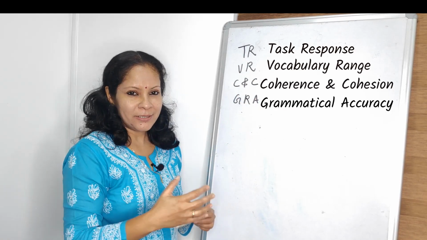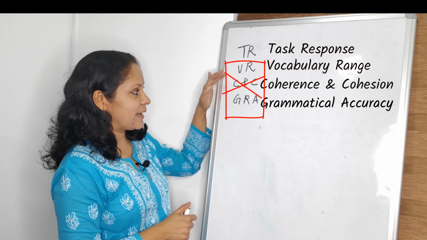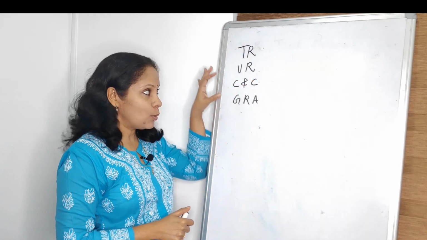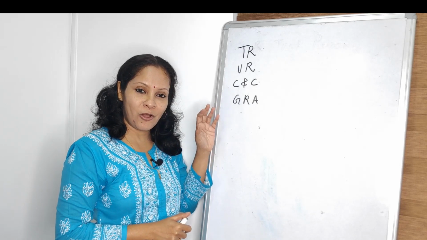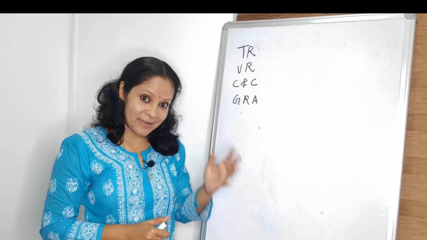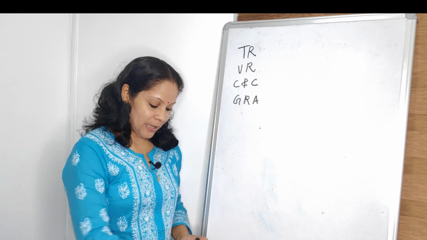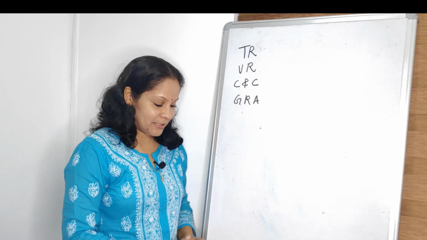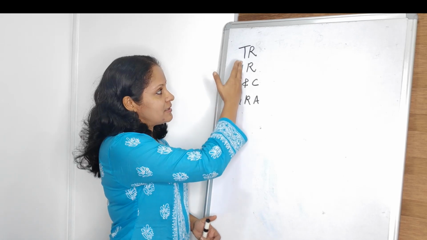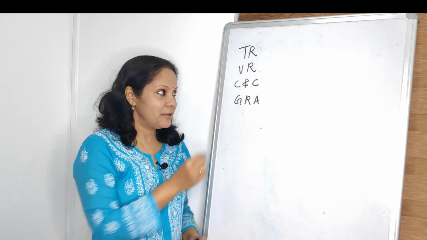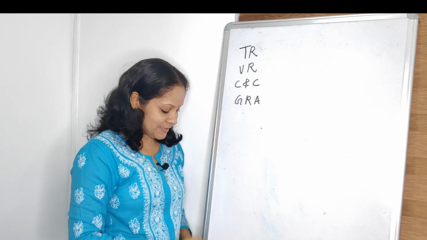I'm right now not elaborating on vocabulary range, CAC and grammar. These 3 words in this kind of short form would be there in that real IELTS answer sheet when you actually go for the exam. So below your answer sheet, there is this space with columns TR, VR, CNC, GRA, based on which the examiner gives you a score, an average is taken.